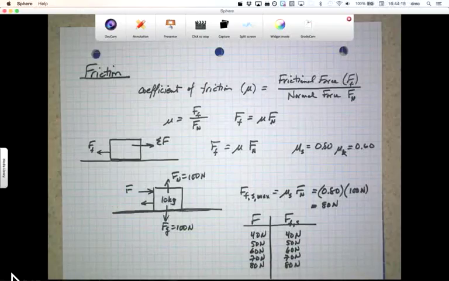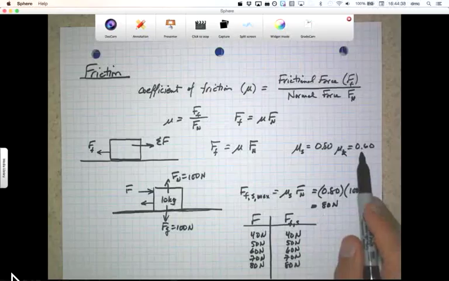As soon as you push with a little bit more, let's say 81 newtons, the static friction force says, that's it, you've overcome me, I can't do any more, and it gives up, and the object starts to move. As soon as it starts to move, it's no longer static friction. Now it's going to be kinetic friction.